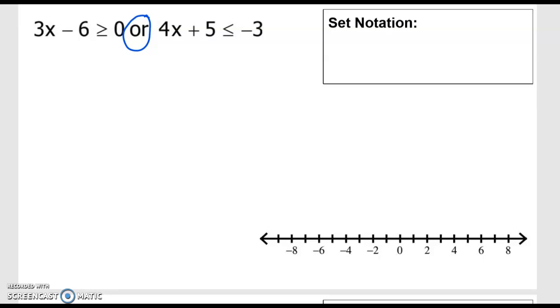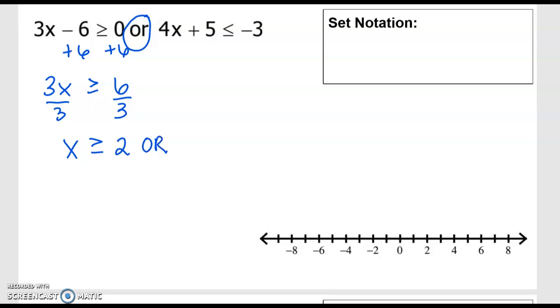So I have a minus 6. Remember, you move the constant first. So we're going to add 6 to both sides. So we have 3x is greater than or equal to 6. Now I need to get x by itself, so we're going to divide both sides by 3. So we're going to get x, and I don't change my sign because I didn't divide by a negative, I divided by a positive, so it's going to be x is greater than or equal to 2. Bring down my word, or, now let's solve this one out.